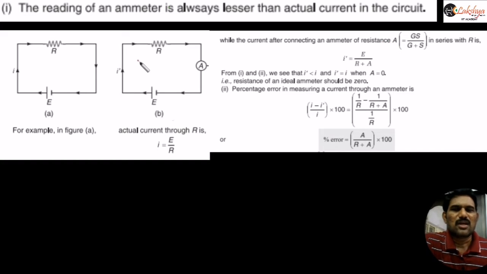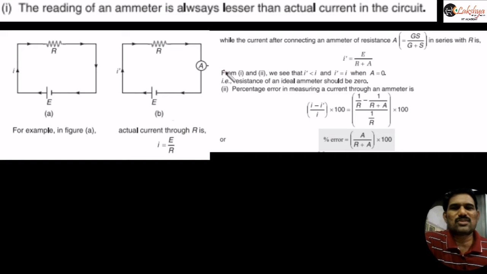Now in this circuit, after connecting this ammeter, the current passing through is I dash, equal to E by total resistance, which is nothing but R plus A. Here you can observe that the initial current is E by R, now it is E by R plus A. So the denominator is increasing, and from this we can say that this current will decrease. So I dash will be less than this I, and we can also conclude that I dash is equal to I only when A is equal to 0.